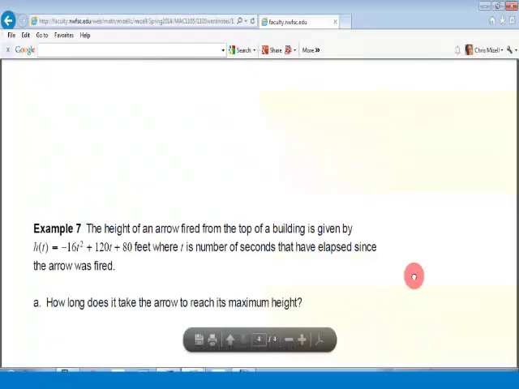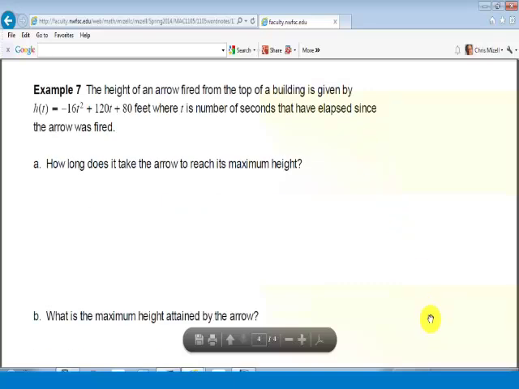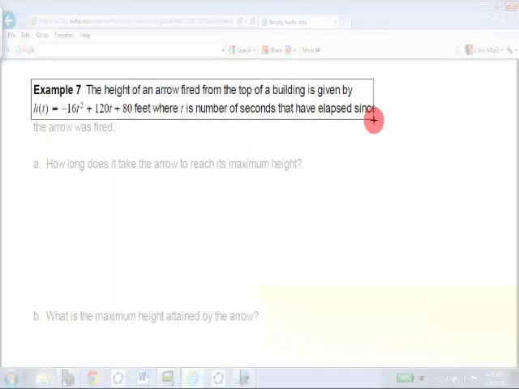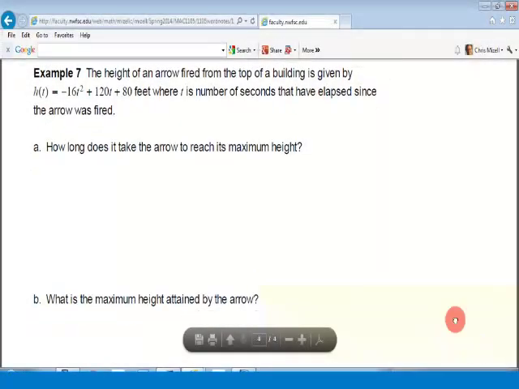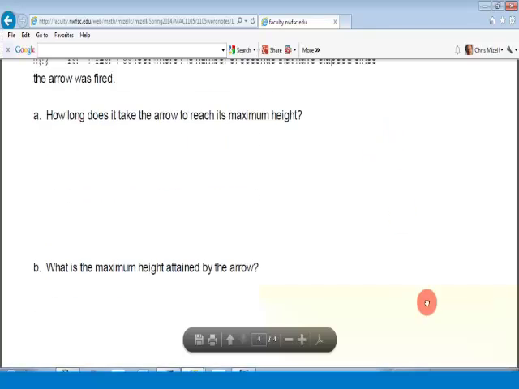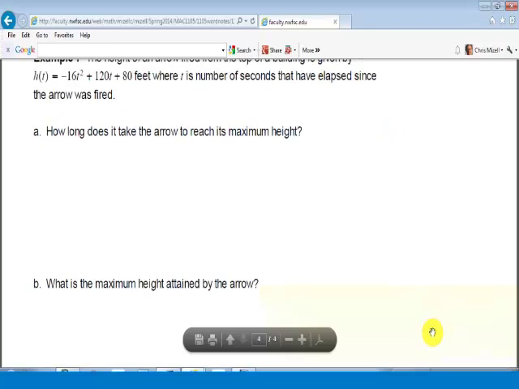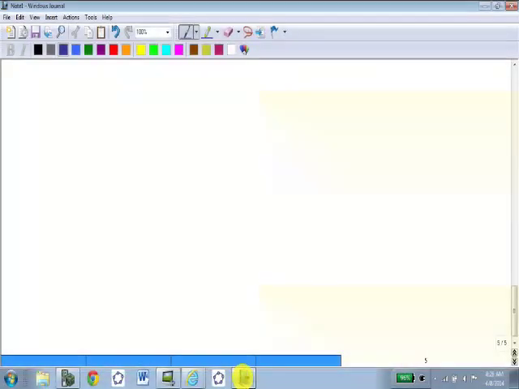I'm thinking maybe one more. Sample 7. Is there a C part? There is a C part. I don't know if I want to do the C part. Basically, I'm just looking for the maximum height of this arrow.